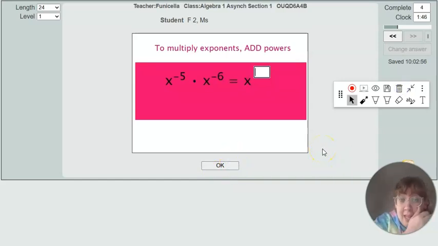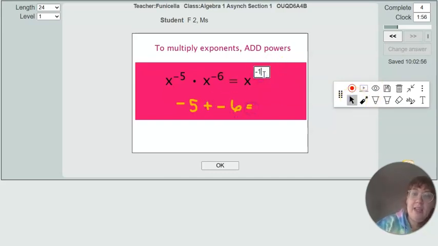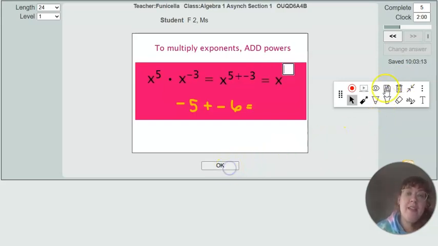X to the negative 5 times x to the negative 6. Again, same thing. The base is the same. Just add the exponents. Negative 5 plus negative 6 gets us negative 11. So it's an x to the negative 11th. Beautiful. X to the fifth times x to the negative third power. 5 plus negative 3 gets us a positive 2. So we have an x squared. Beautiful.